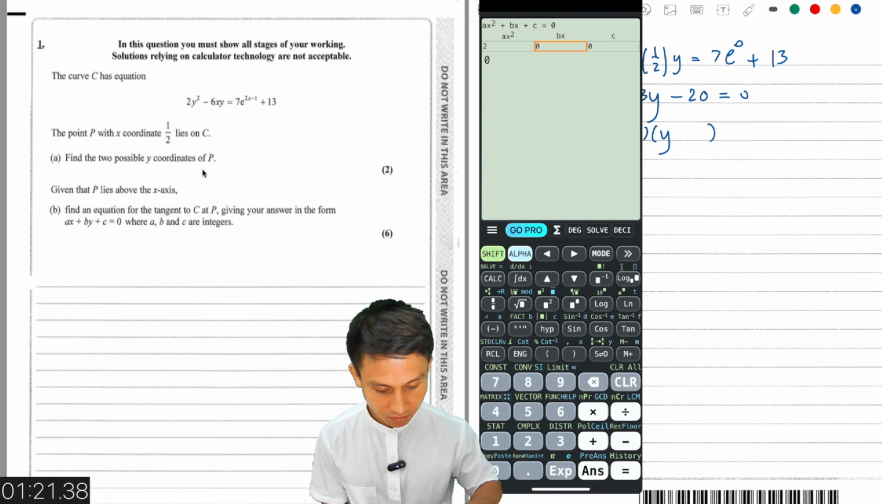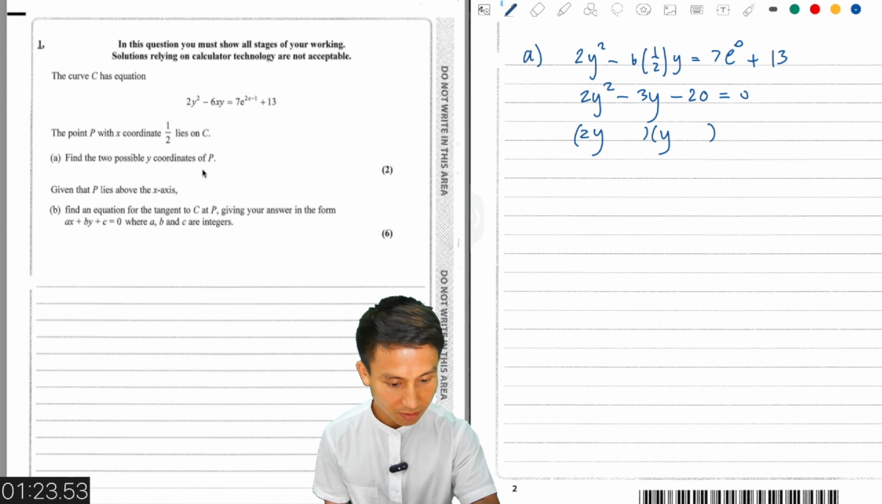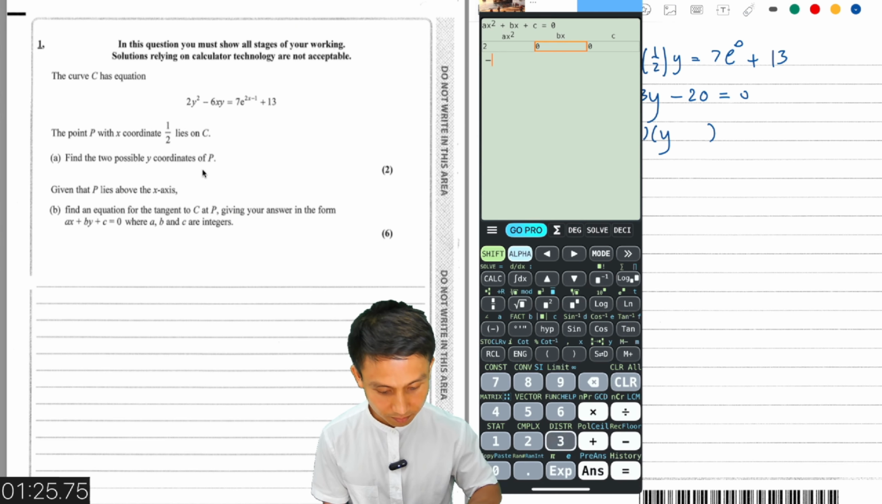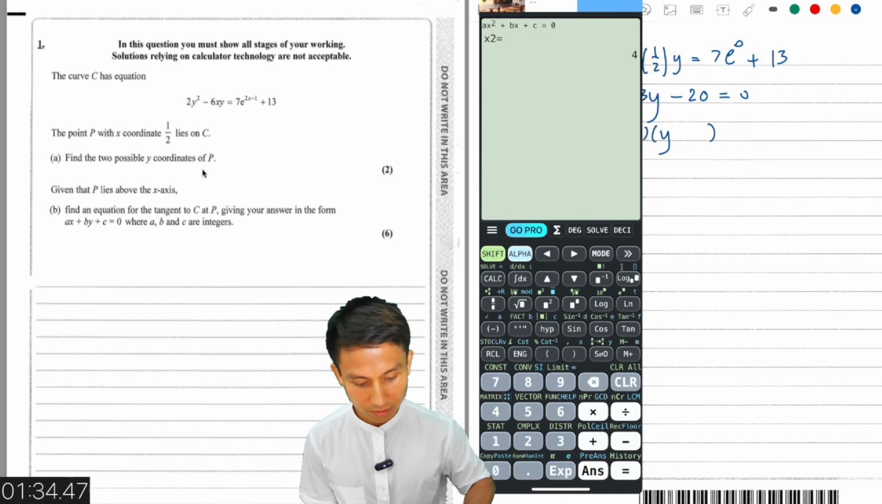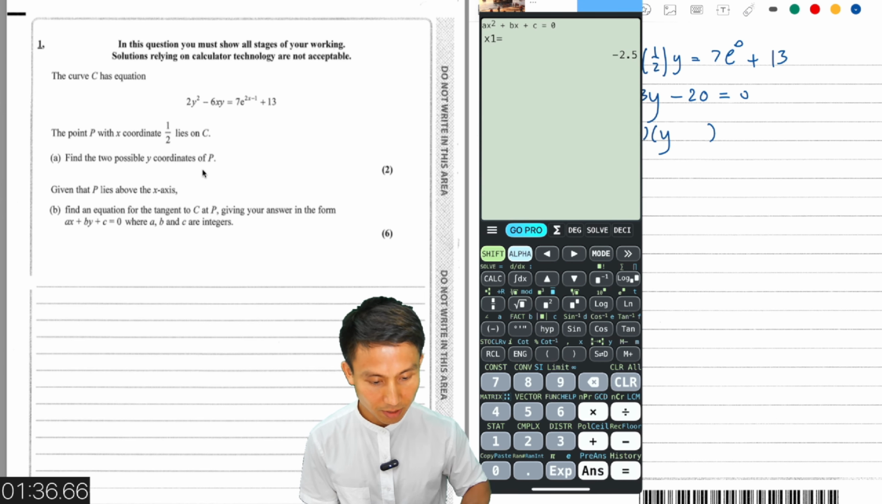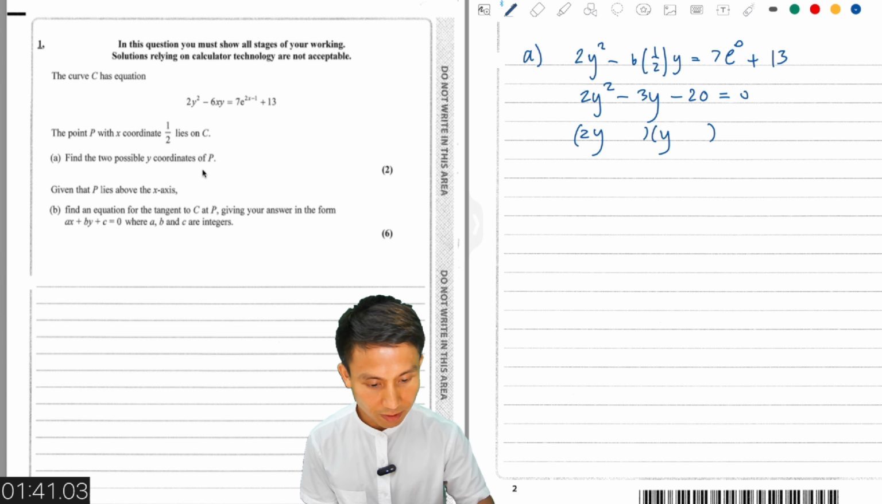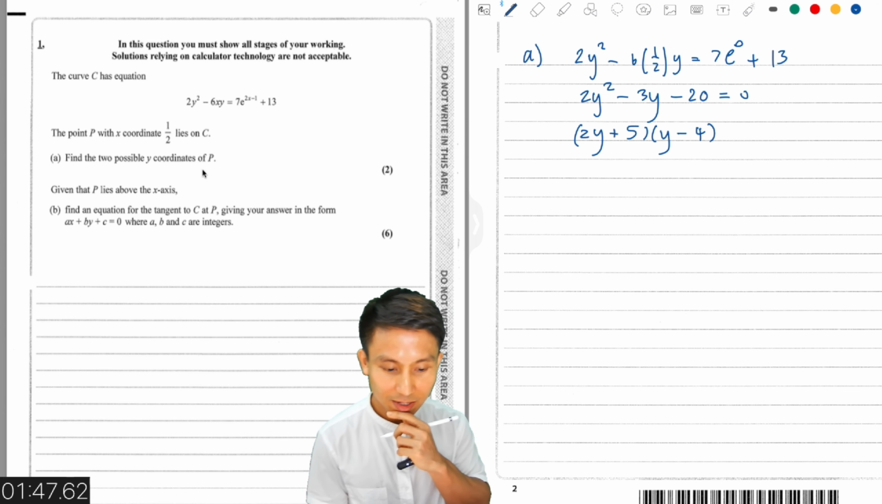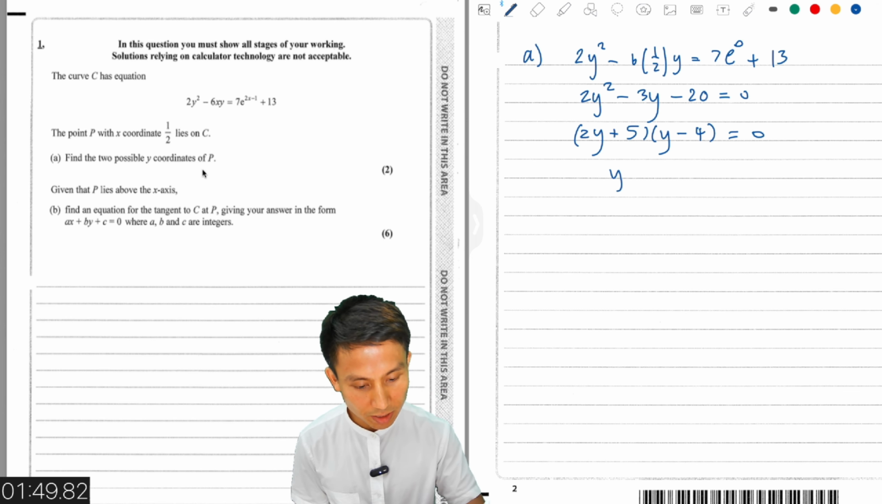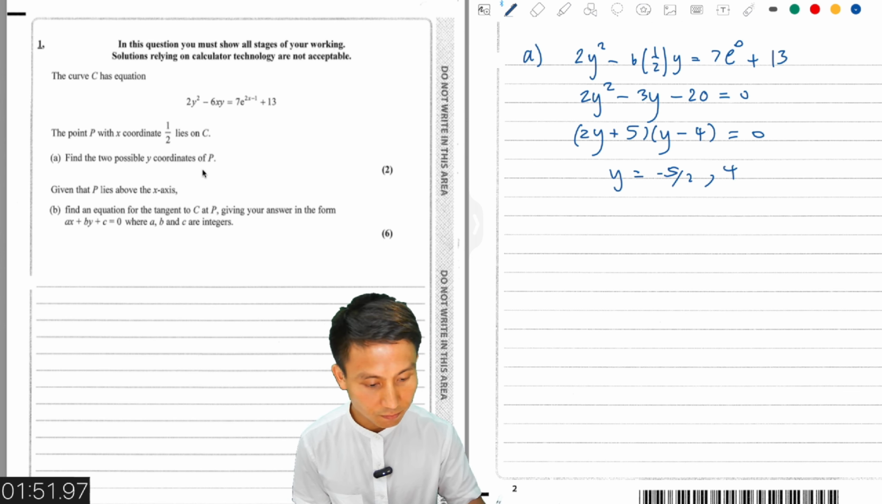So 2 and then minus 3 and then minus 20. Okay, so this is 5/2 and 4. Let me check that. Minus 5/2 and 4. Minus 5/2, so it's going to be plus here, and 4. So that. How did I miss that one? Okay, it's 2y plus 5 and y minus 4, yeah. So y is equal to minus 5/2 or 4.